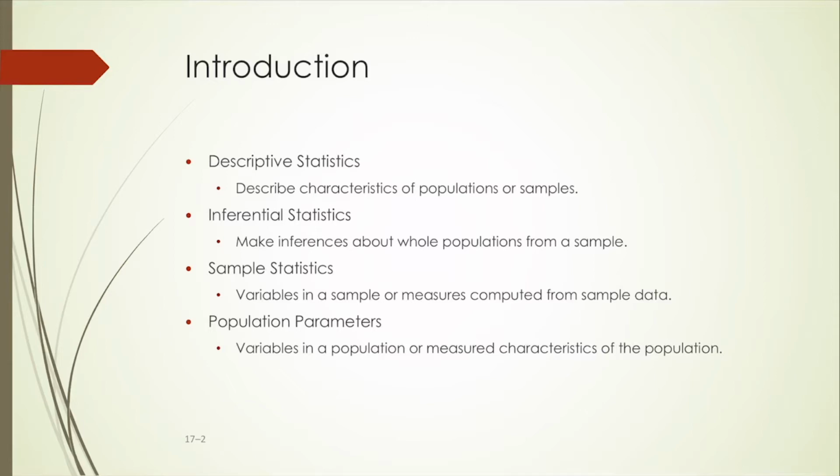Inferential statistics is making inferences about whole populations from a sample. Let's say, for instance, my sales team has produced on average $100,000 a quarter, then I can infer that a small segment of those salespeople would be making whatever's proportionate to what the whole sample would be.